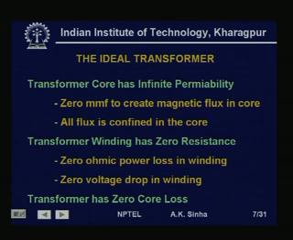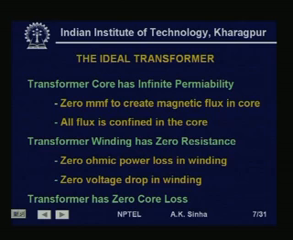This we say as the transformer core has infinite permeability. What do we mean by this? We basically mean that 0 mmf is required to create magnetic flux in the core. That is, a negligible current, almost 0 current, will set up the magnetic flux in the core, which simply means that the core reluctance is 0, its permeability is infinite.